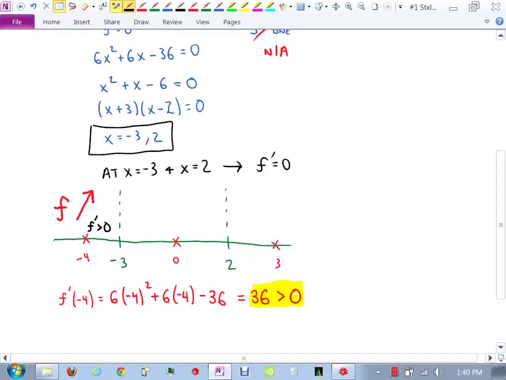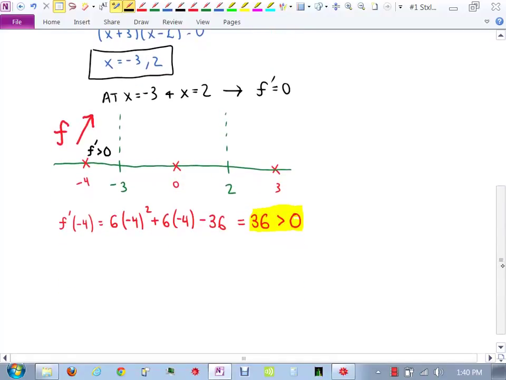So what should we check next? 0. The derivative at 0. At 0, it should be an easy computation. It's -36, isn't it? Which is less than 0, which means we have a negative number. If the derivative is negative, what does that tell me about f? Not concave, we're at the first derivative. It's decreasing. So my function went up and then it's coming down, right?